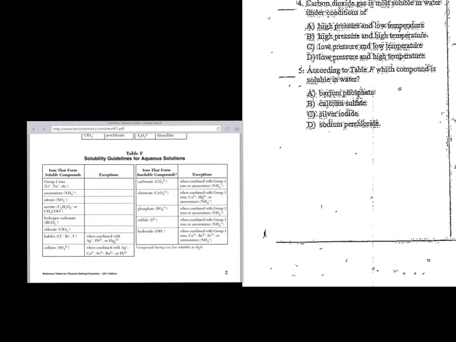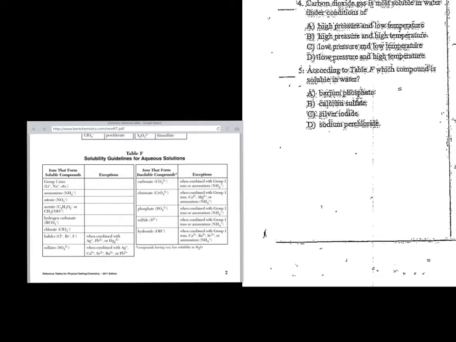Alright, so according to table F, which compound is soluble in water? That means we have to go through each of our choices. Barium phosphate is choice A. Let's look for phosphate. It's right here. It's insoluble, but let's look at our exceptions. Barium is not under this exception, so it is insoluble for choice A. Next, we're going to look at calcium sulfate right over here. It's soluble under the soluble table, but calcium is an exception, making it insoluble.